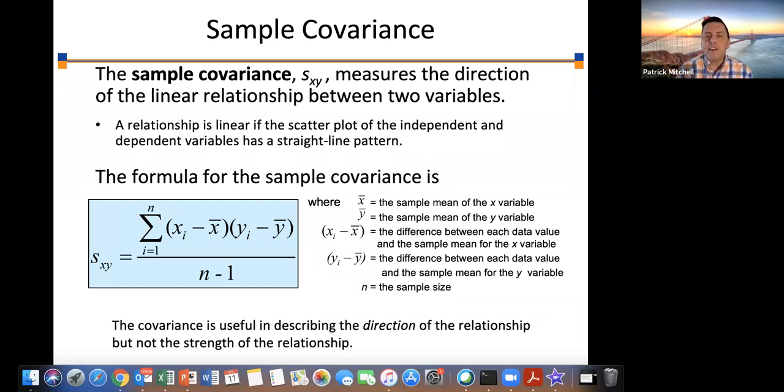The covariance is useful in describing the direction of the relationship, but not the strength of the relationship. So what they mean by direction is whether the relationship is positive or negative. If the points in the scatter plot go up and to the right, that is a positive relationship. If they go down and to the right, that's a negative relationship. But again, that's really all the covariance tells you, is whether that relationship is positive or negative.